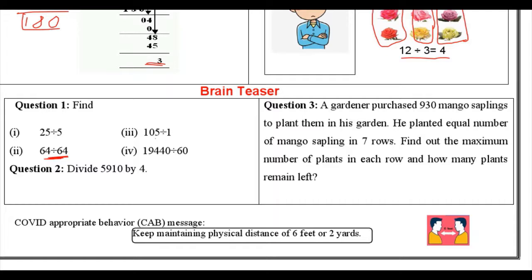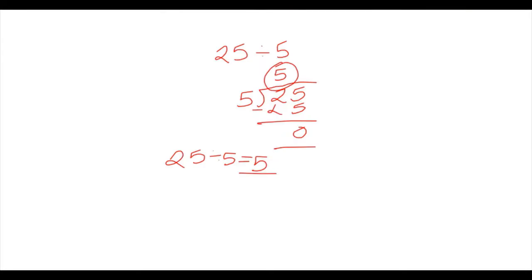Next we have 105 divided by 1. Now again over here, this is the same. 105 divided by 1 will give you the number itself. Here we got 1 and here we are going to get the number itself, that is 105. So the answer itself is 105. Now this one you see here is 19,440 divided by 60. So now let us quickly solve it here. So you all can see my page.